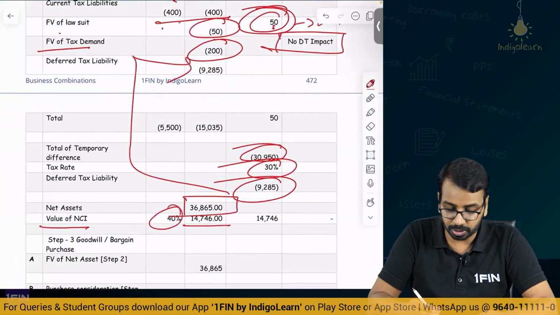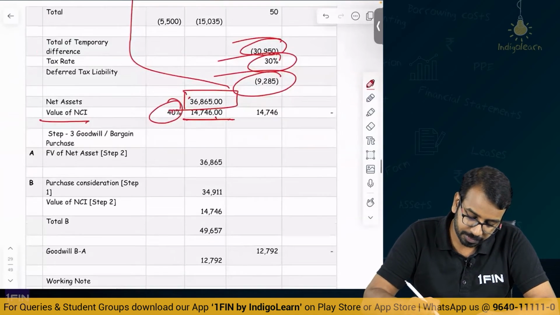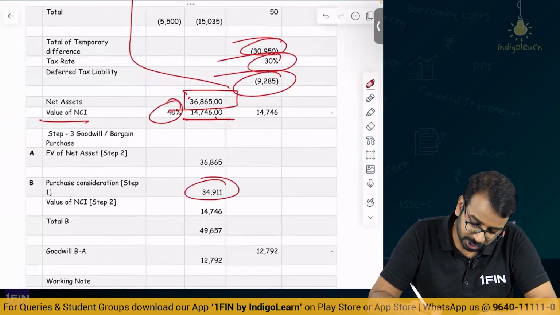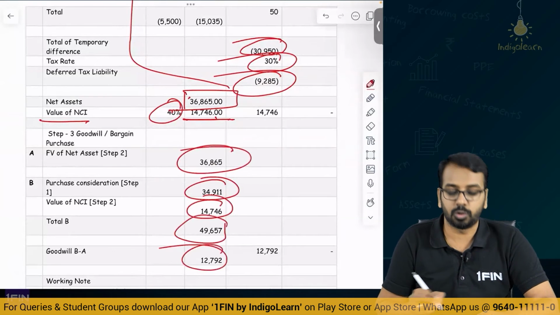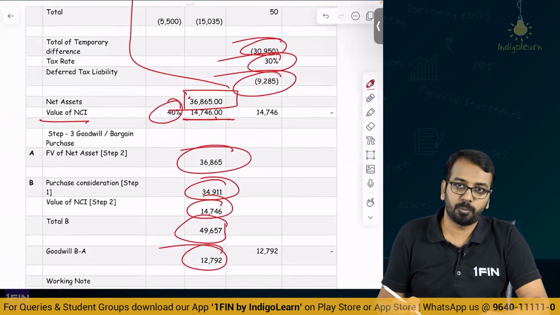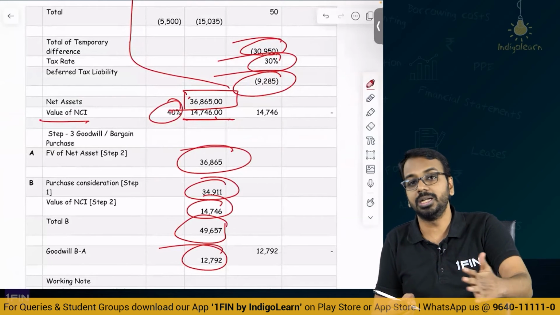NCI 40%, 14,746, which is 40% of this. Purchase consideration plus NCI, if you compare with fair value of net assets, it is higher. So, this becomes the goodwill, 12,792. Now, you can look at the detailed solution in the notes given. I am just explaining the sequence.